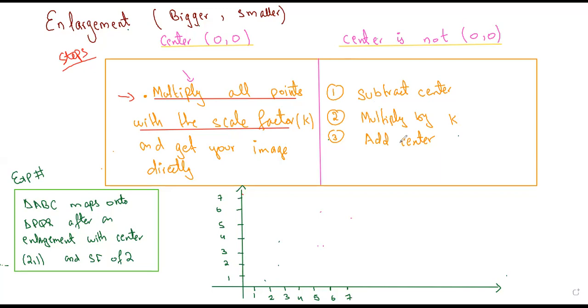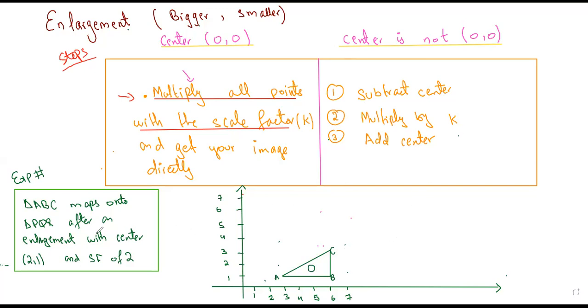All right, so the triangle is, okay. This is A, B, and C. This is your object. Let's figure out the image. Let's read the question first.